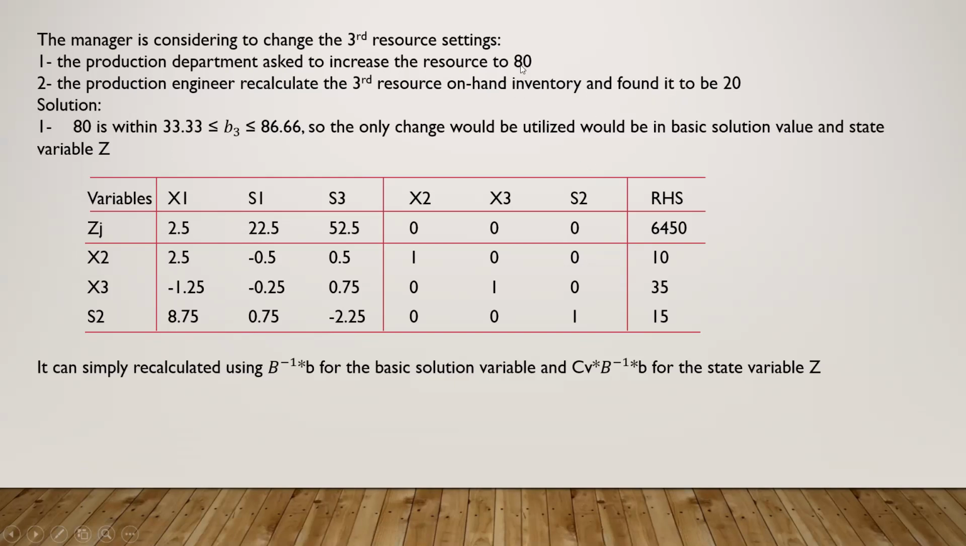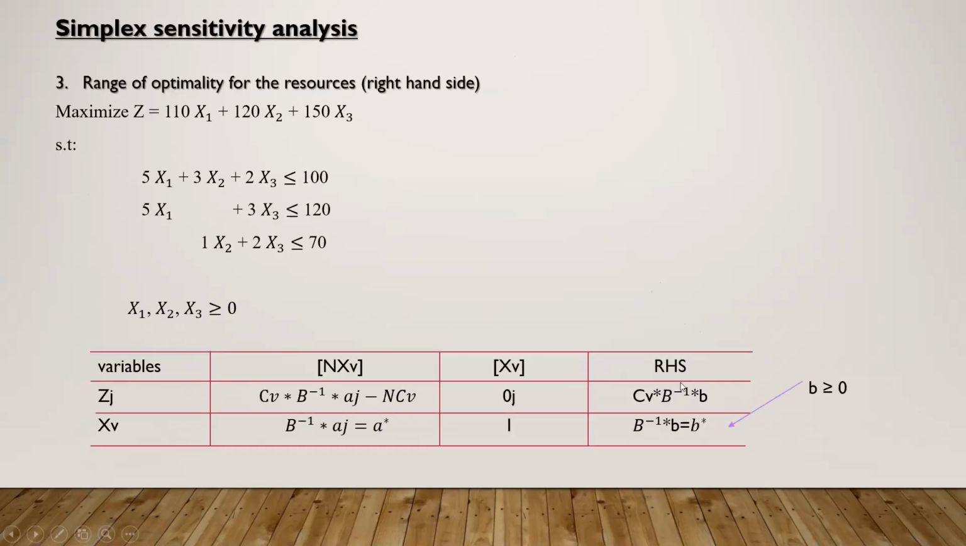So for the first scenario, 80 is within the range over here. Since 80 is within the range, I don't have any change for this part, so I don't need to recalculate it. The only thing is it will affect my right hand side. All the values in the right hand side will be affected, so I'm going to use the equations again. You don't need to do anything in this square. You just need to recalculate both of these two lines.